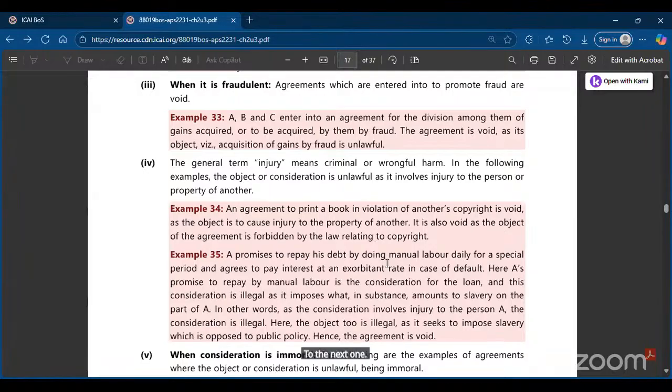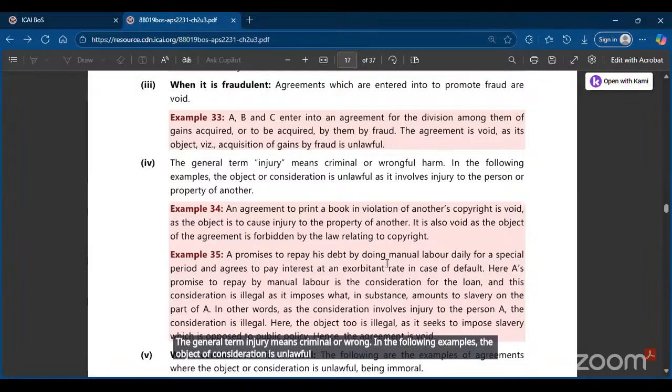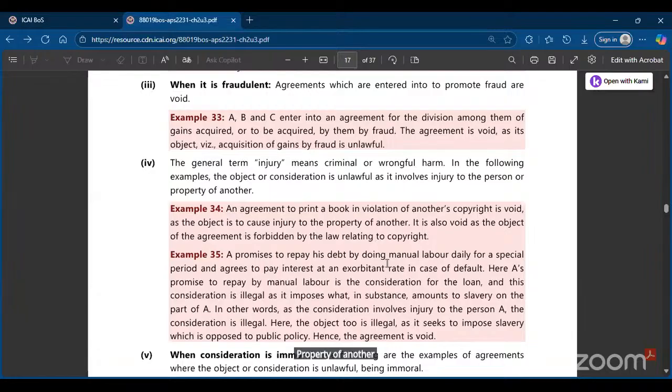The general term injury means criminal or wrongful harm. In the following examples, the object of consideration is unlawful as it involves injury to the person or to property of another. An agreement to print a book in violation of another's copyright is void, as the object is to cause injury to the property of another. It's also void as the object of the agreement is forbidden by law relating to copyright.